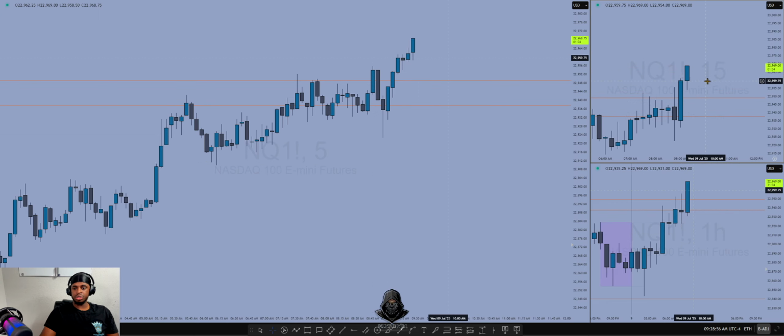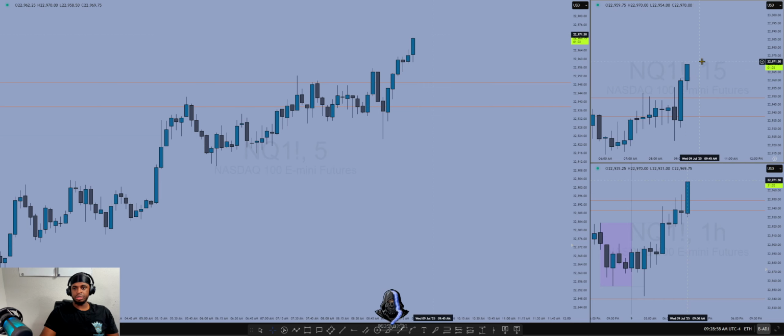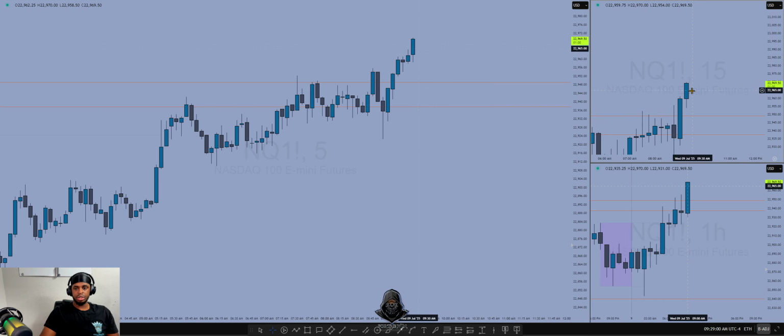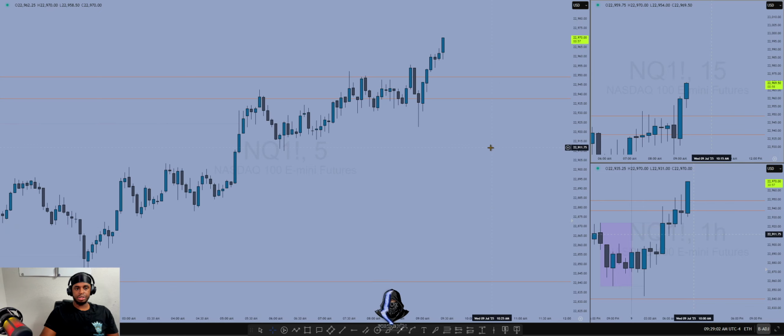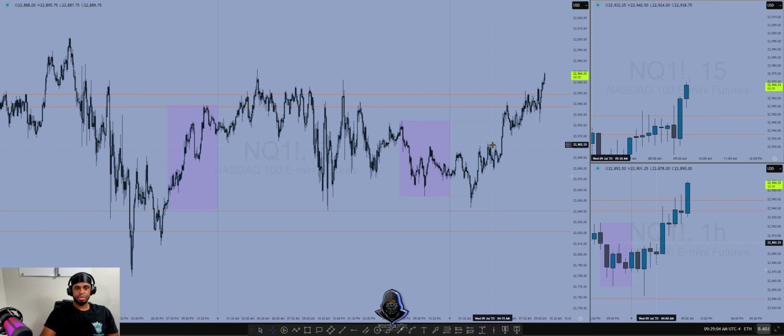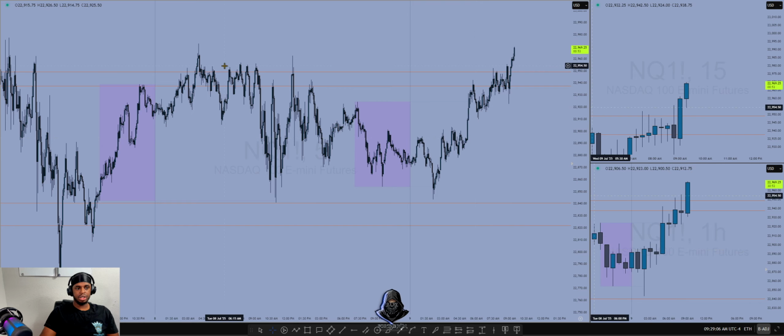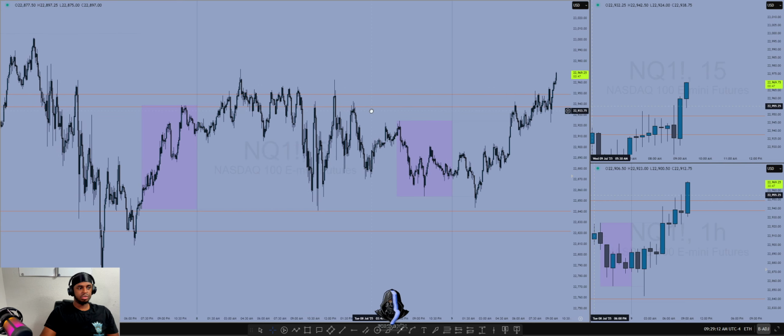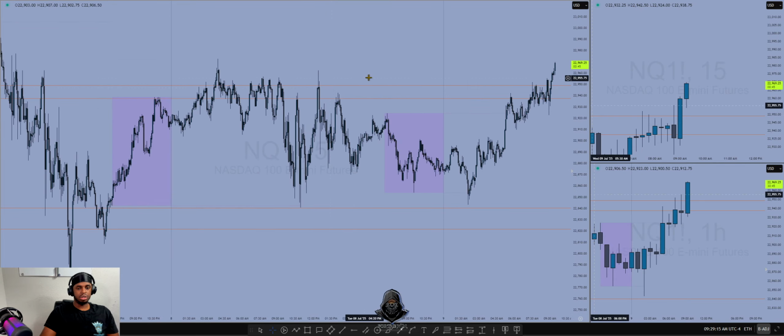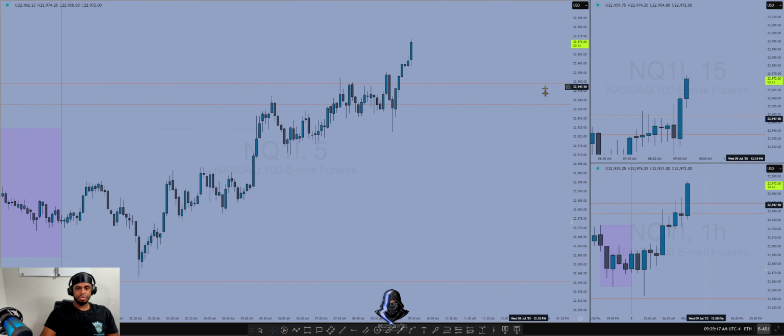So now we just want to see that initial expansion at the market open, and then from there see how it consolidates again. Because price is now going to take out all these highs here. So just see how it reacts, taking out all these highs from yesterday, and then see if it wants to continue up. And if it's a big continuation up, oh well.